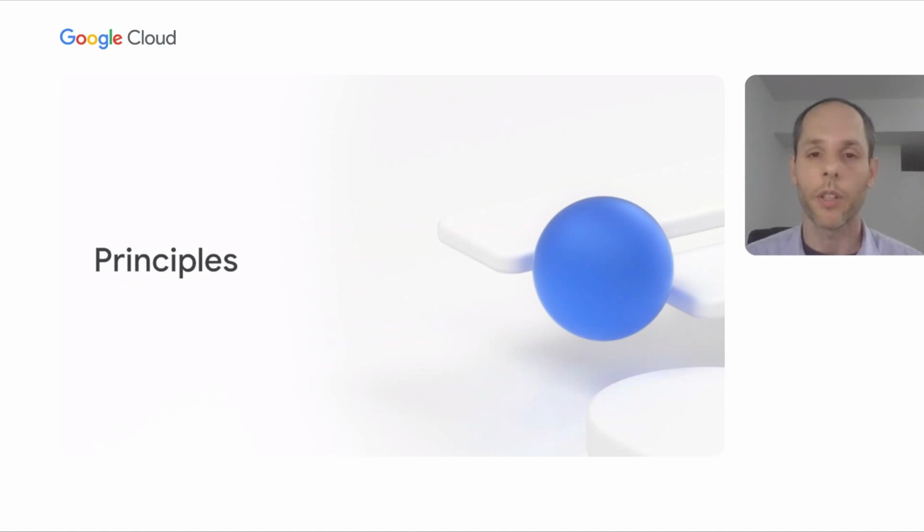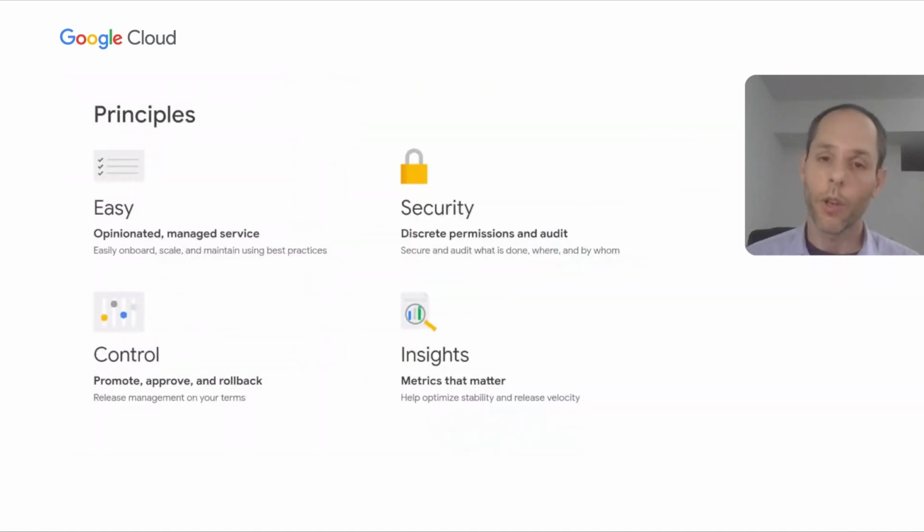Now that we've talked about the challenges, I'd like to talk through some of the principles that can be applied to addressing these challenges. So there are four. The first principle is easy. Make it easy to define robust delivery pipelines, to onboard delivery pipelines, to scale them, and to apply best practices as part of their setup. And we believe the best way to do this is through a managed opinionated service, and Bryan's going to be talking more about that later.